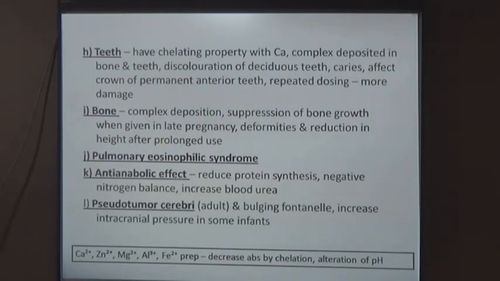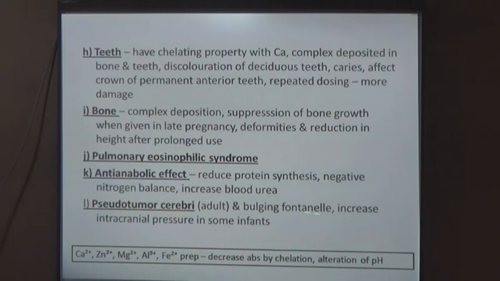For teeth, you know how it acts, by its chelating property. It chelates with calcium and the complex is deposited. The deposit gives staining and discoloration of deciduous teeth and affects the crown of the permanent anterior dentition. Repeated dosing will cause more damage. And in bone it will cause deposition, the same thing, bone calcium chelation.